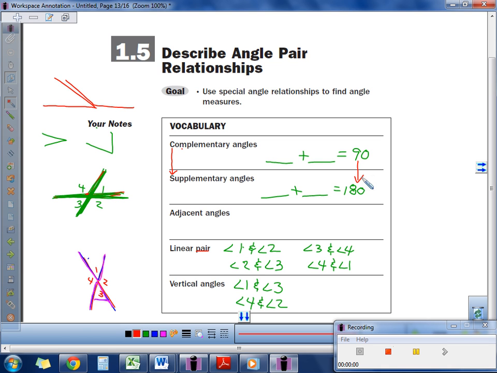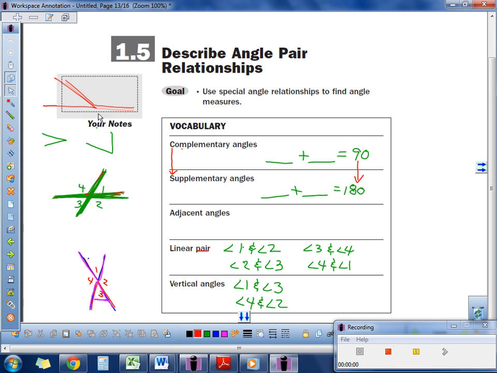The next thing is adjacent, and I haven't really talked about it, but we've seen it up here. When two angles are stuck together and they share a side and a vertex, then they're adjacent. When they're not stuck together, like these two green ones, then they're non-adjacent angles.